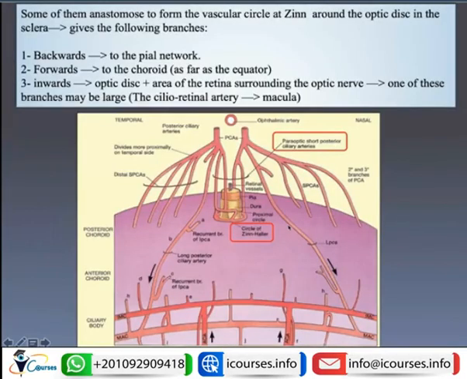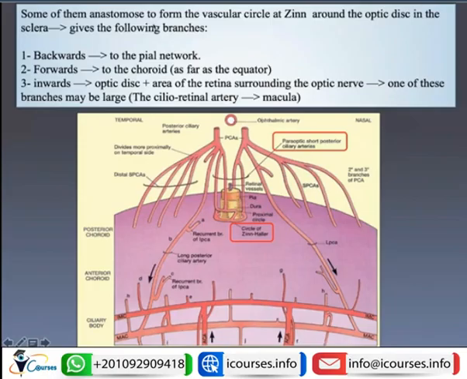Then some of these short posterior ciliary arteries will anastomose around the optic disc to form what's called the circle of Zinn-Haller. This circle of Zinn-Haller is responsible for supplying the optic nerve as well. So obstruction of one of these arteries, which are the short posterior ciliary arteries that supply the optic nerve, will lead to what's called ischemic optic neuropathy. The non-arteritic ischemic optic neuropathy is due to obstruction of the short posterior ciliary arteries supplying the optic nerve.